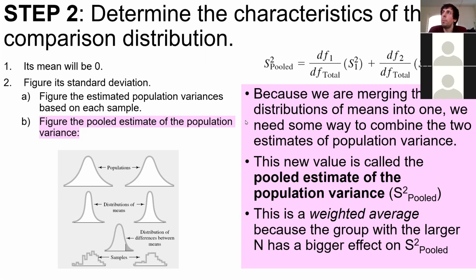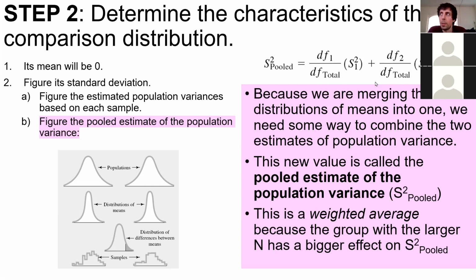And we'll see in a moment that the reason why the degrees of freedom are set up as these two fractions, where the first sample's degrees of freedom divided by the total is kind of like a modifier that you multiply its estimated population variance against, and the same for the other.